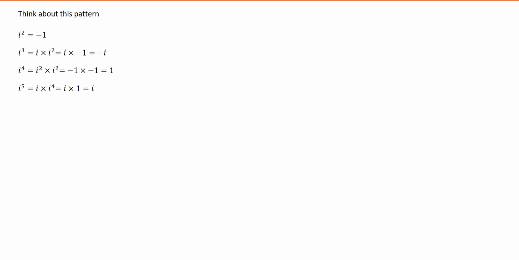Is i squared -1? We all should know that. So i cubed is just i times i squared, which is i times -1, which is -i. i to the power of 4, -1 times -1, which is 1. i to the power of 5 is 1 times i, which is i. i to the power of 6 is i to the power of 4 times i to the power of 2, 1 times -1, which is -1. What's the pattern? -1, -i, 1, then i. Every single time. That is your pattern.